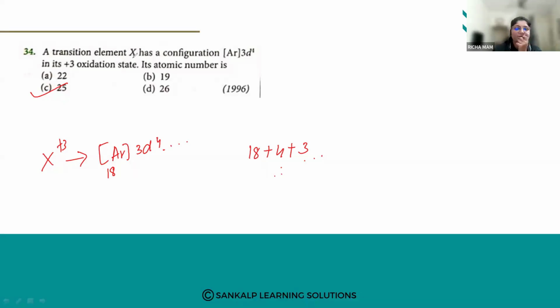Already what they have told: element X in its +3 oxidation state. Argon means 18, 3d4. So add 18 plus 4, and +3 means add 3 more extra electrons. So it is 25. So option number C. Very good. Lubna has also answered it. Yes, that is manganese. Option number C, 25 is manganese.